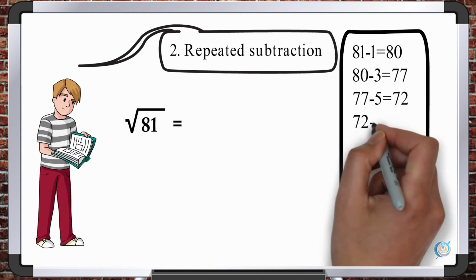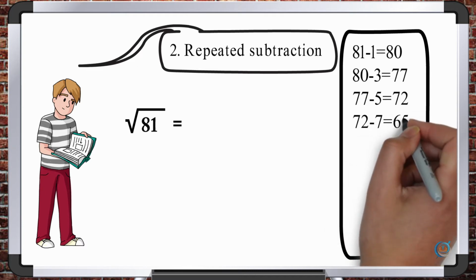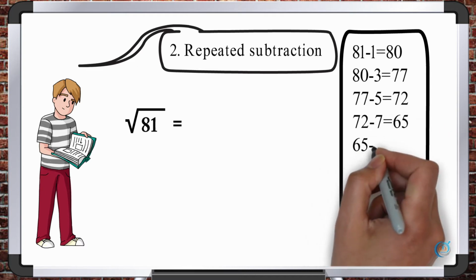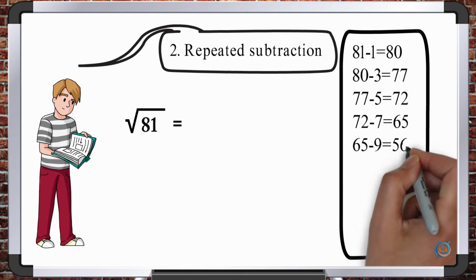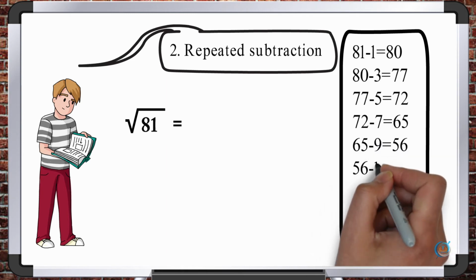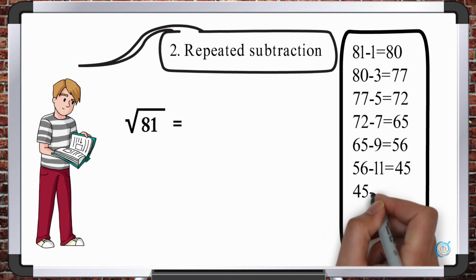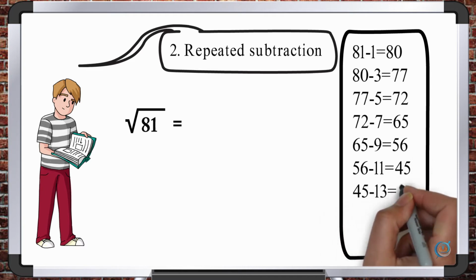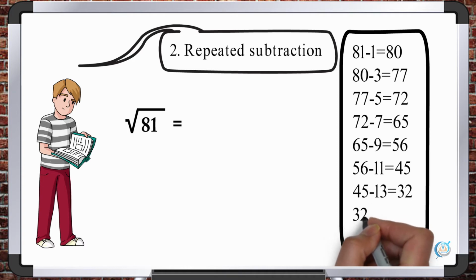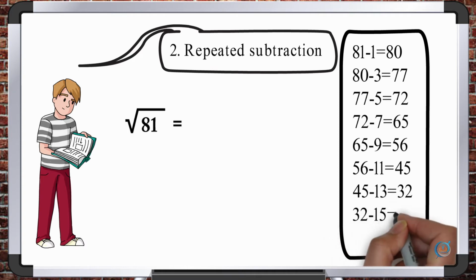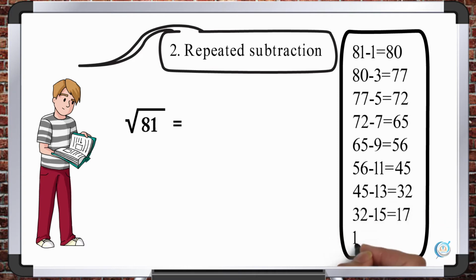77. 77 minus 5, which is 72. 72 again with the next odd number 7. 72 minus 7, 65. 65 minus 9, 56. 56 minus 11, 45. 45 minus 13, 32. 32 minus 15, 17. 17 minus 17, which gives 0. So until it comes as 0, we need to subtract with the odd numbers.